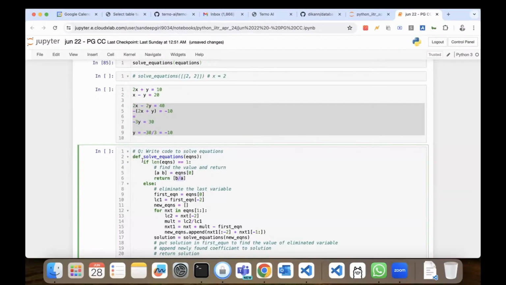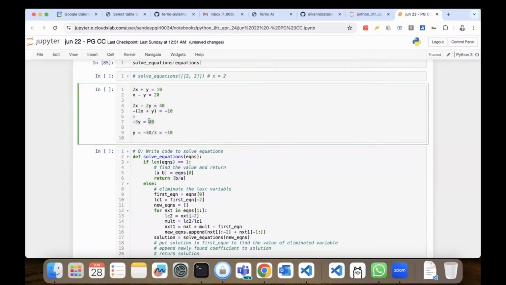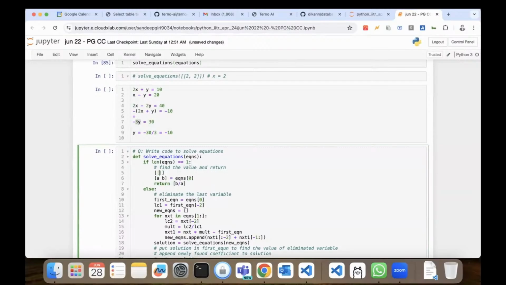Is this part clear? If you have a one variable equation, you pick the equation and assign it to a and b. So you get 30 and -3, and 30 divided by -3, you'll get 10. The equation will look like this, with -3 and 30. This is how the equation will look.